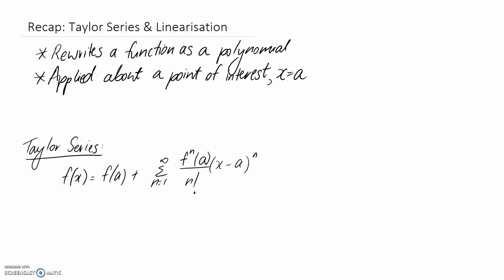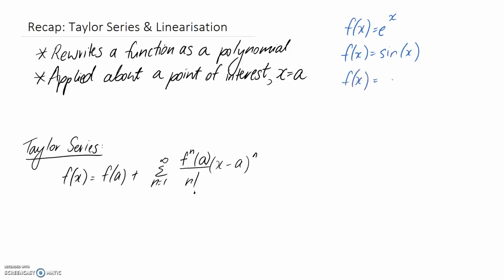So in this video, I'm going to recap Taylor series and how it can be applied for linearizing functions. The first thing to note is that Taylor series is all about rewriting a function. It can be any function, and it's going to be as a polynomial. For example, I could write the function f of x equals e to the x as a polynomial. Even something like sine of x could be written as a polynomial.